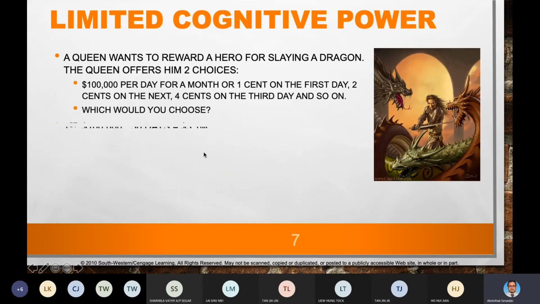So let's go to the first one, cognitive power. There is this example. A queen wants to reward a hero for slaying a dragon. The queen offers him two choices. The first choice: 100,000 per day for a month. She will give him 100,000 every day for one month. We assume that is 31 days.